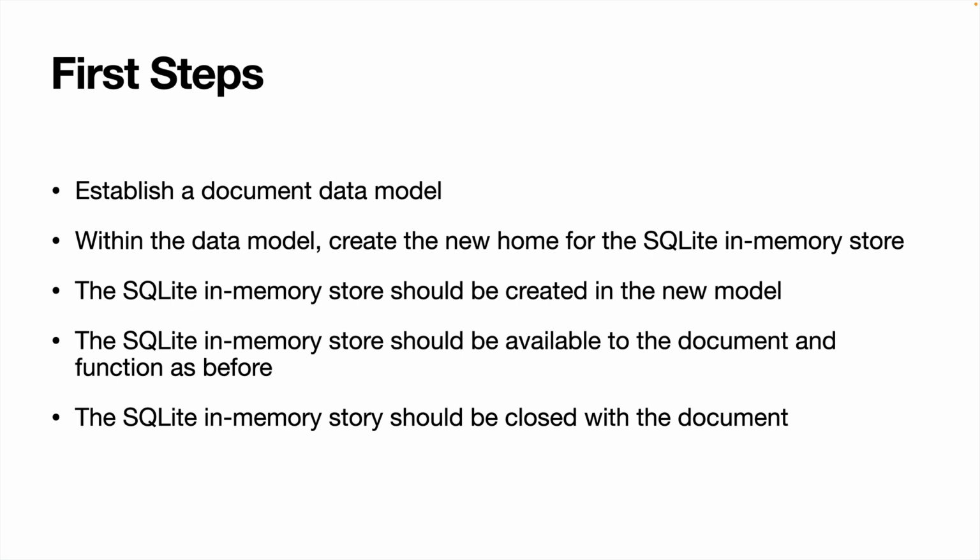So today we're just doing first steps. We're going to create a document data model. Its job will be that facade between all the memory that the document requires and all the data that the objects require. Within that data model, we're going to create a new home for the SQLite in-memory store. No longer will it be stored in the document like I showed you earlier, but now it's going to be stored within the data model. So the SQLite in-memory store should be created within the new model. The memory store should also be available to the document and function as before.